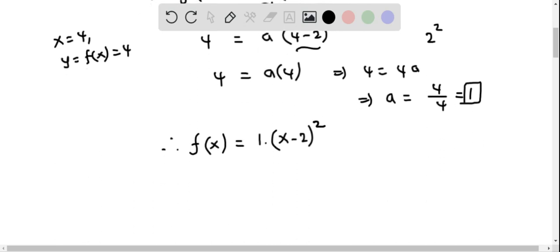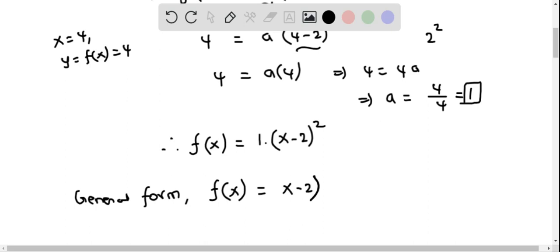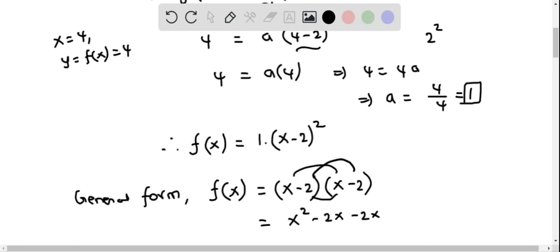Now this is the vertex form of the quadratic function. We have to write down its general form. So for that, I'm going to expand the right side. This is basically a binomial, which is (x - 2) times (x - 2). And when we fold this out, we get x squared, this is negative 2x, this is one more negative 2x, and this is the negative 2 times negative 2, which is positive 4.